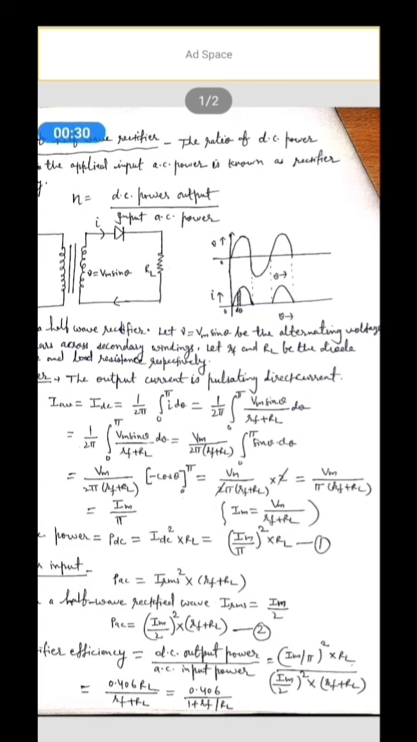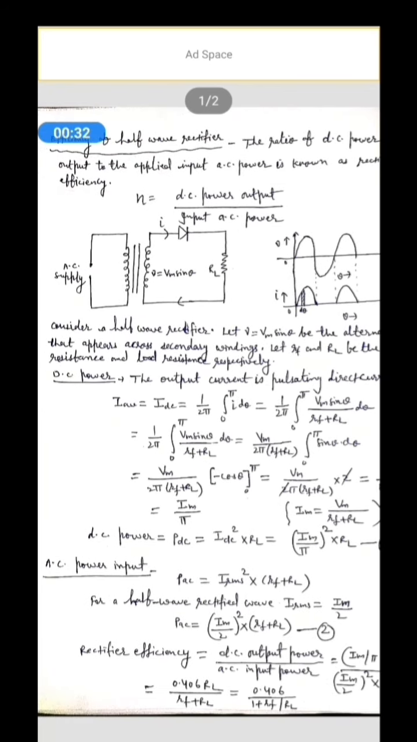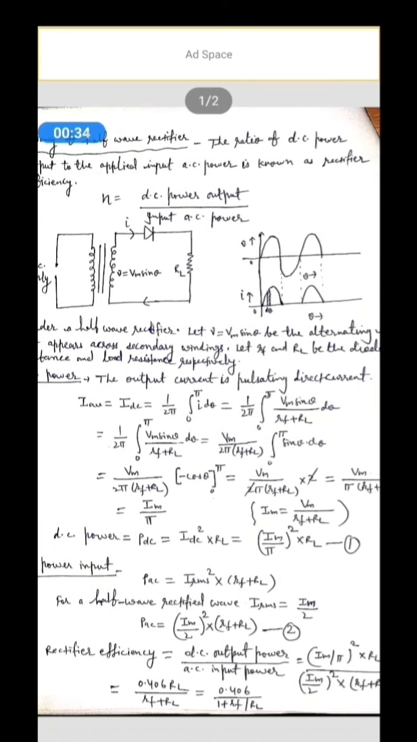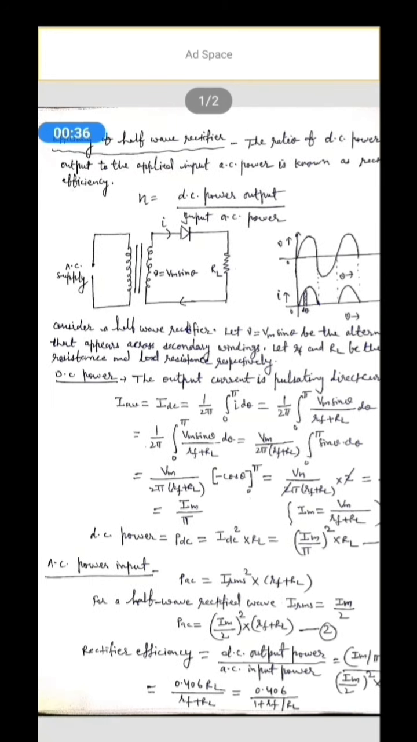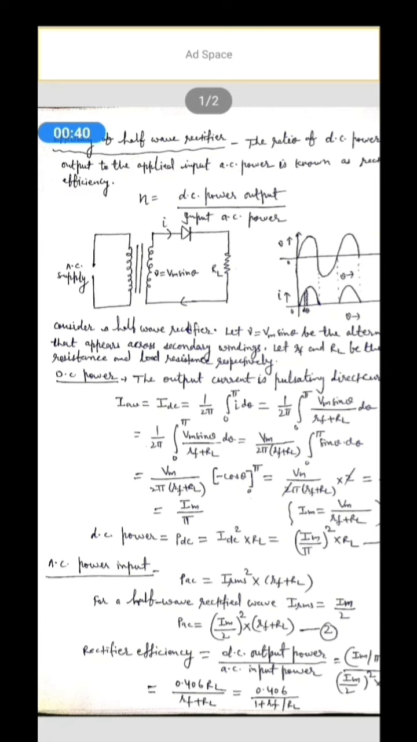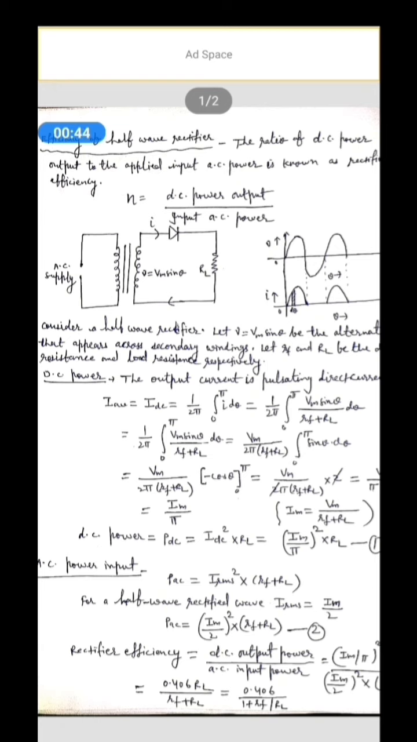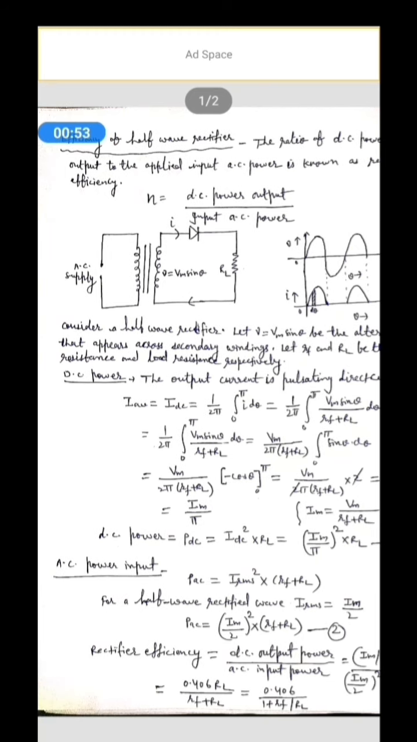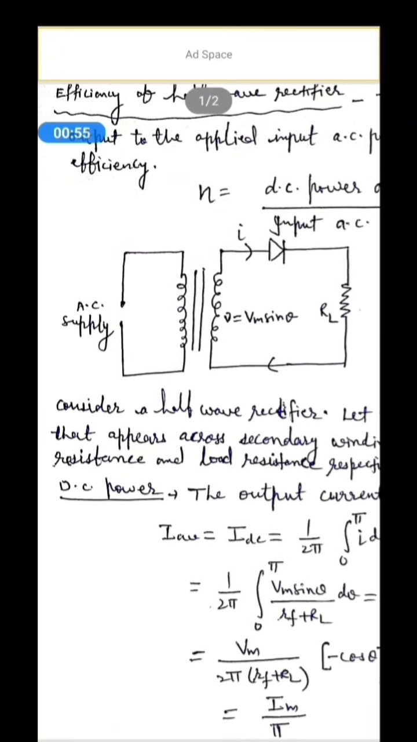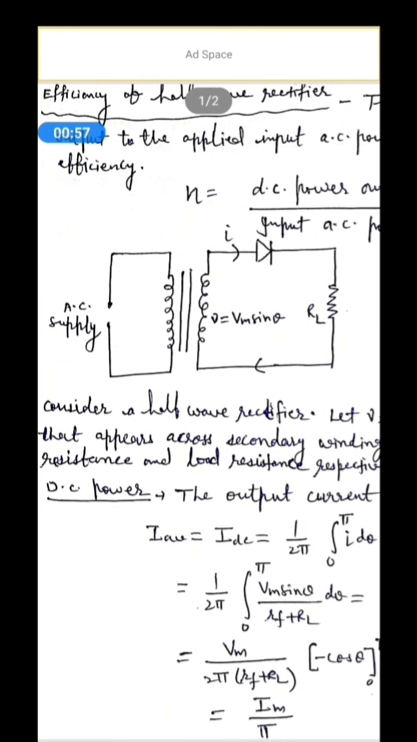The ratio of DC power output to the applied input AC power is known as rectifier efficiency, and the formula for the efficiency is given by: efficiency equals DC power output divided by input AC power, and the diagram for the half wave rectifier is as follows.